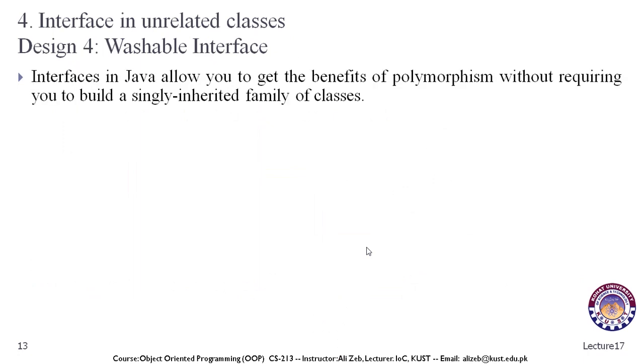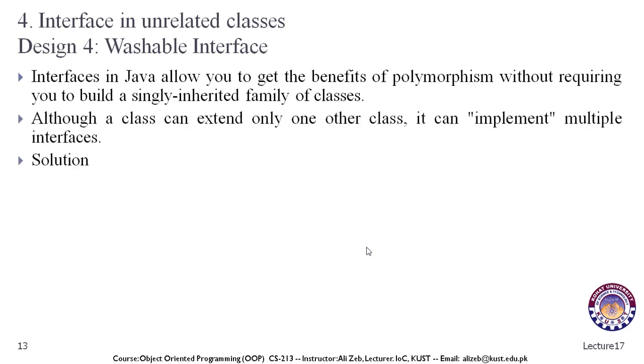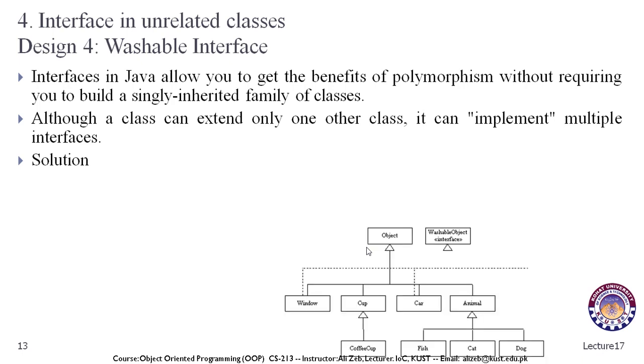Now, how can we improve the design? By using an interface. So we create a washable interface. Interfaces in Java allow you to get the benefits of polymorphism without requiring you to build a singly inherited family of classes. Now, if we were allowed to use multiple inheritance, maybe we could take advantage of that. But Java allows us to use interfaces. Although a class can extend only one other class, it can implement multiple interfaces.